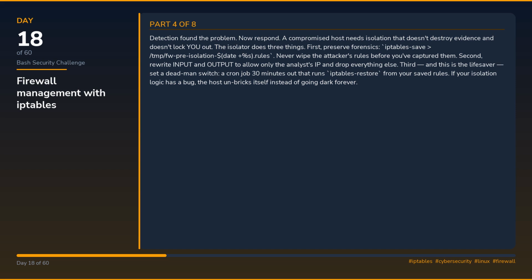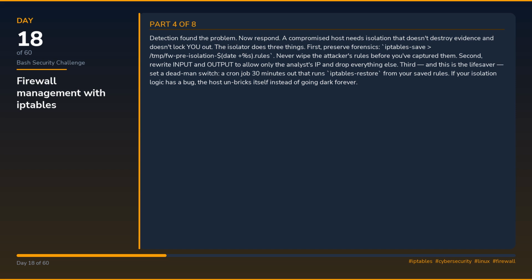A compromised host needs isolation that doesn't destroy evidence and doesn't lock you out. The isolator does 3 things. First, preserve forensics: iptables-save > /tmp/fw-pre-isolation-$(date +%s).rules. Never wipe the attacker's rules before you've captured them.